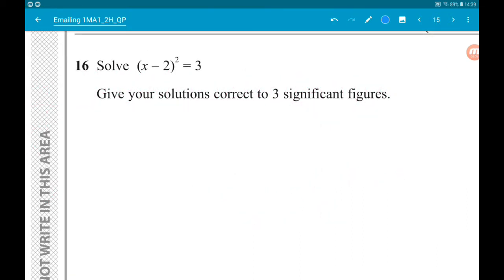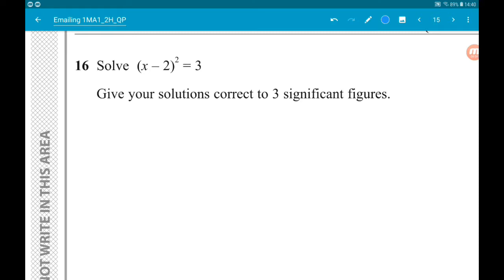Okay, number 16, we want to solve x minus 2 all squared is equal to 3. Give your answers to 3 sig figs. So, if you were thinking about expanding the brackets, don't. This is completed square form of a quadratic. So, we're halfway there. So, what we need to do is get the x on its own. So, first of all, we need to undo the square, so we square root both sides.